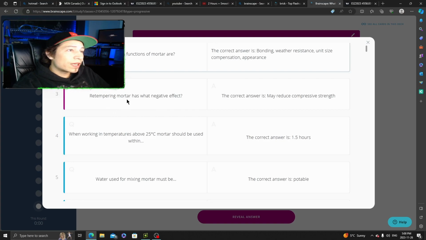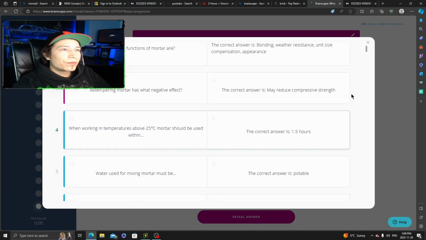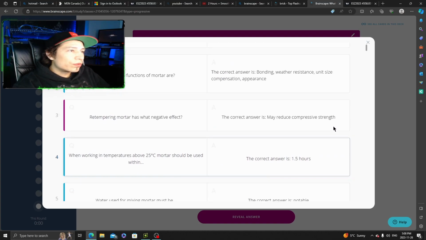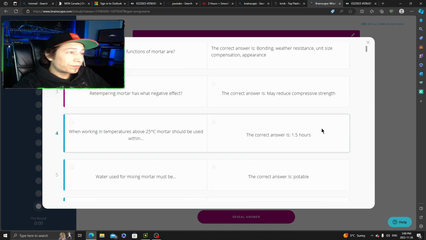Retempering mortar has what negative effect? The correct, come on. So, retempering mortar has what negative effect? It may reduce compressive strength. So, retempering the mortar may reduce compressive strength.